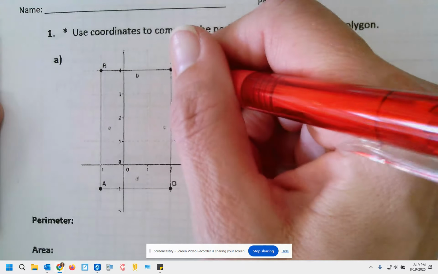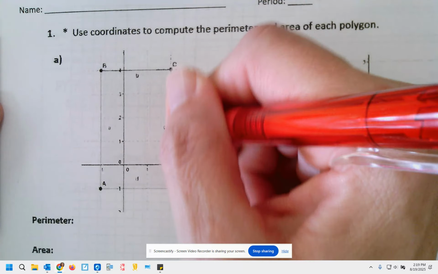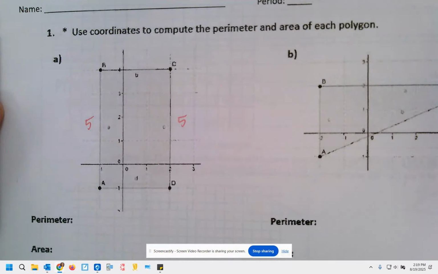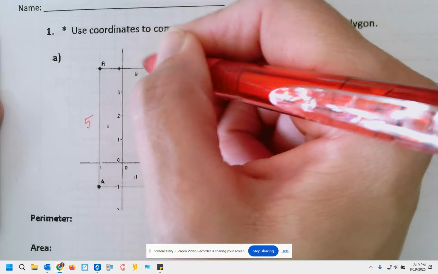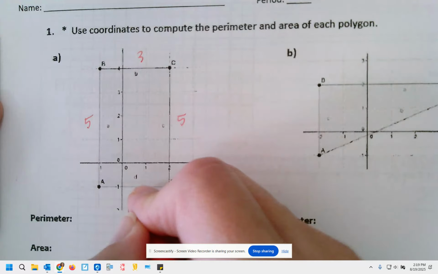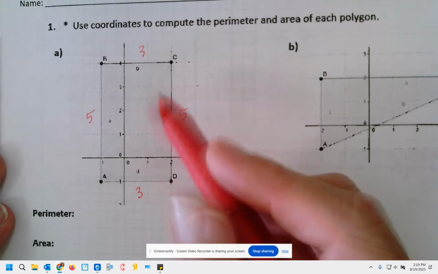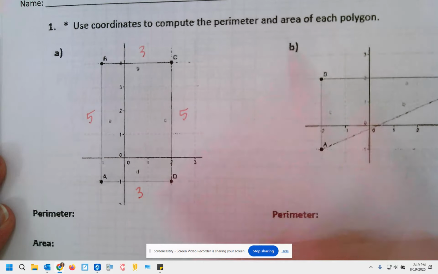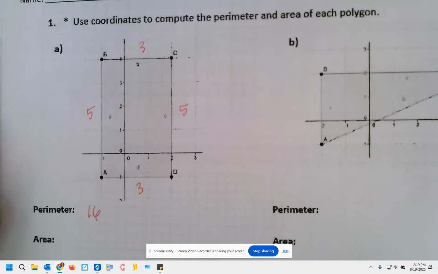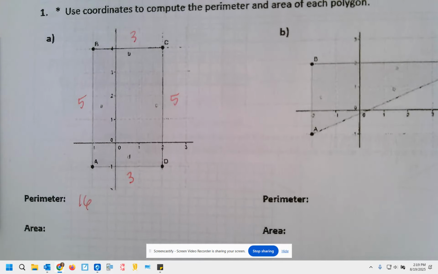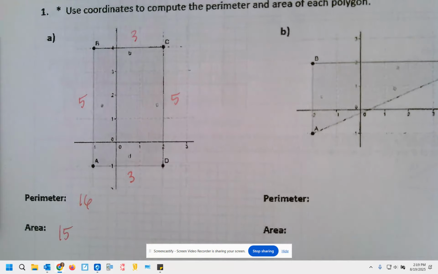So for something like letter A here, since everything's vertical and horizontal, I can just count it out on the grid. This side is 1, 2, 3, 4, 5 units long. So is the side across from it. This side is 1, 2, 3 units long. So is the side across from it. So I just need to add that together. 5 plus 3 plus 5 plus 3 is 16 units for the perimeter. Then for area, we just need to recall the area of a rectangle comes from the length times the width. So 3 times 5 would be 15.